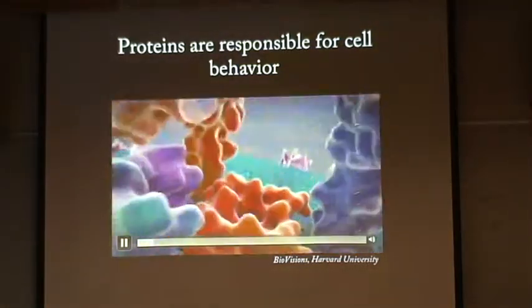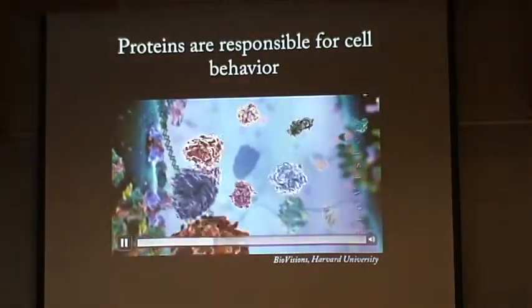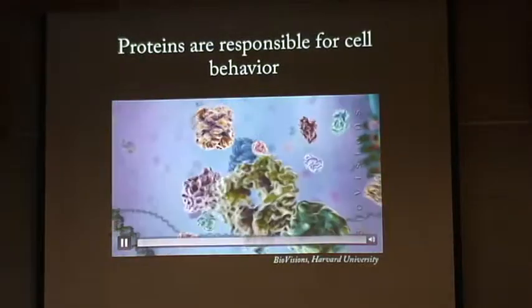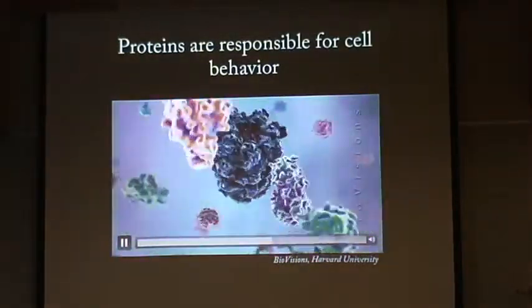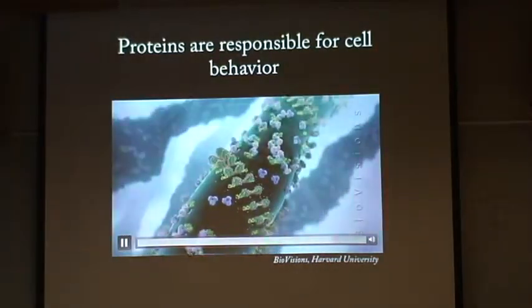Here's a beautiful animation that some people at Harvard put together to give you some sense of the chaos of what's going on in a cell with all these different types of proteins floating around. And of course, in real life, the scene is even more packed than this. There's not all this vast expanse of space in between the proteins. They're all just jiggling, bumping up against one another.